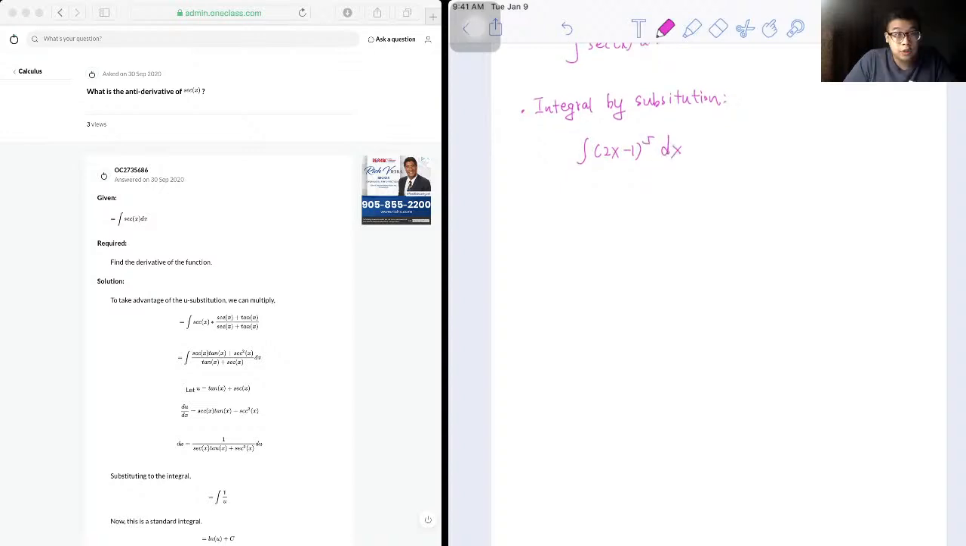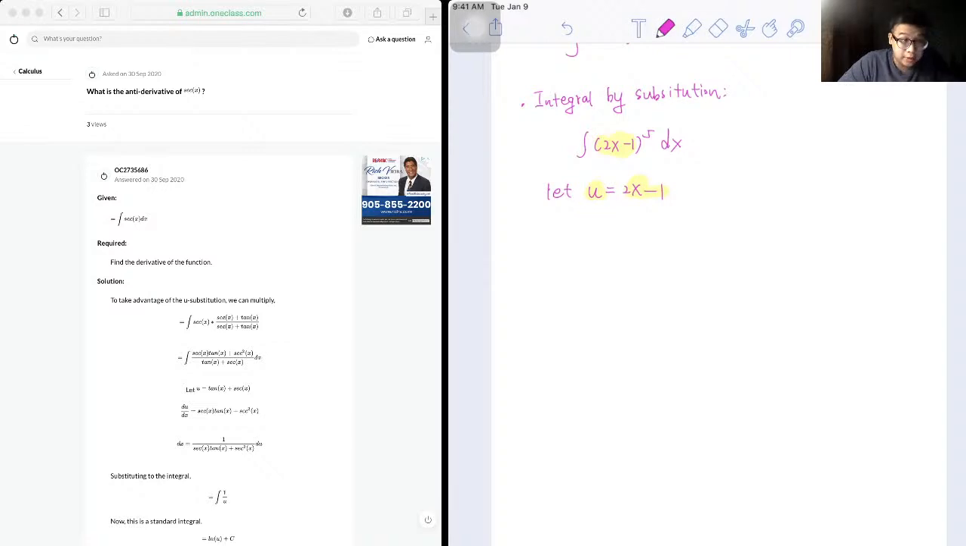For example, we want to find the integral of 2x minus 1 to the exponent of 5, which, if we do not know the substitution rule, will be extremely hard for us to do. Whenever we see questions like this, a function with a really high exponent, we always use the substitution rule. So we let u equal 2x minus 1. So the 2x minus 1 will be substituted by u.